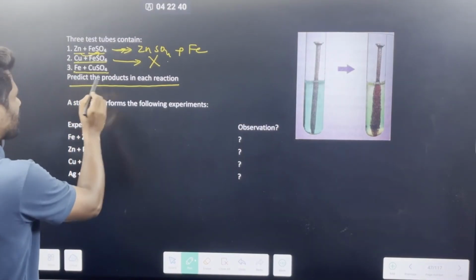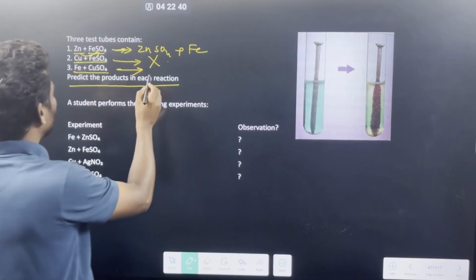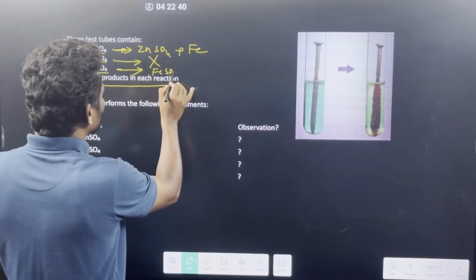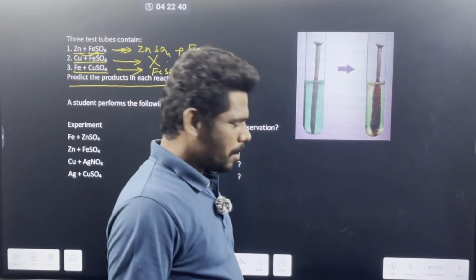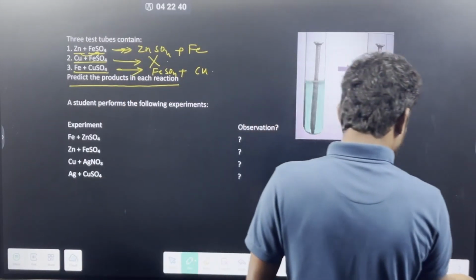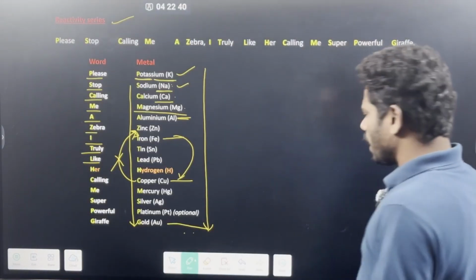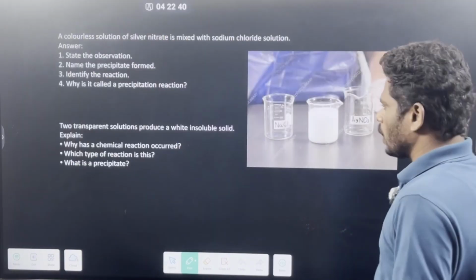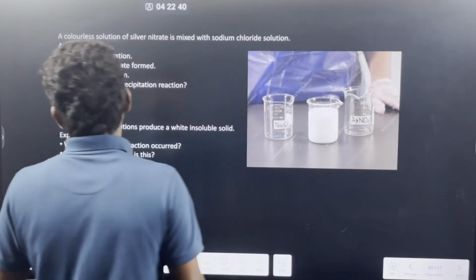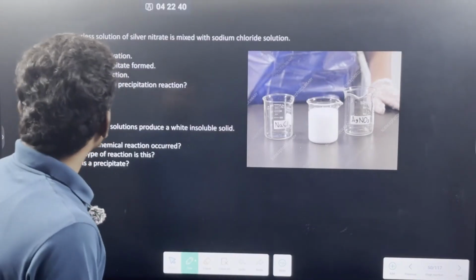It cannot displace iron from its compound. Whereas iron plus copper sulfate, yes, this is a familiar reaction for us. Iron can displace the copper. So this is the displacement reaction where it purely depends on the reactivity series to answer. Now coming to few other questions here.